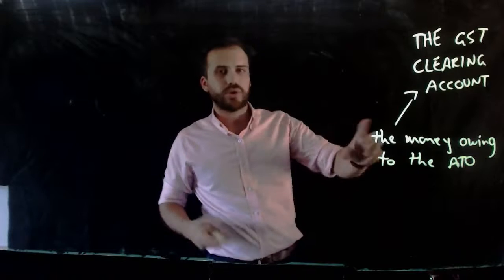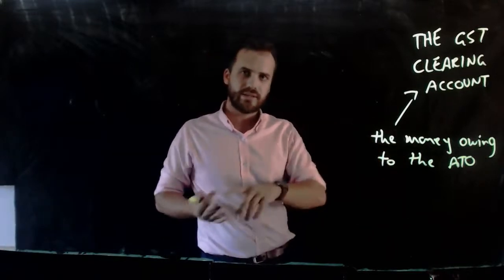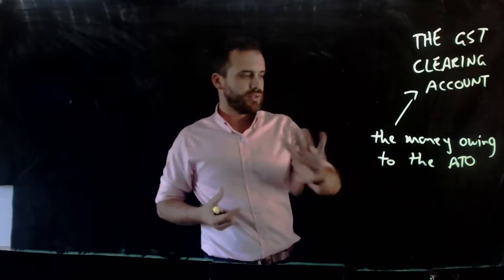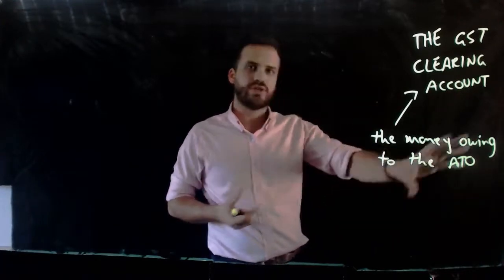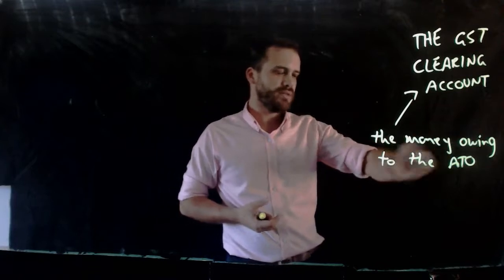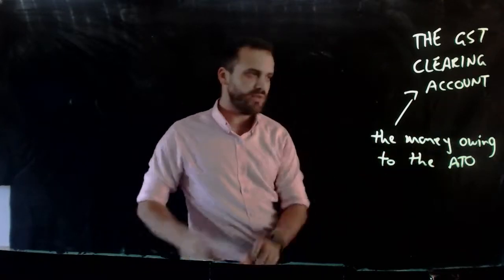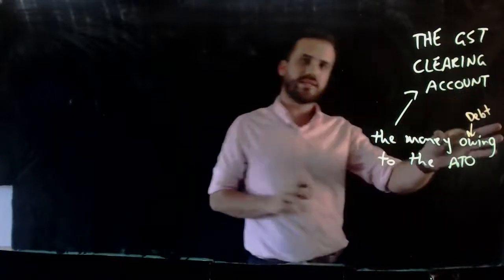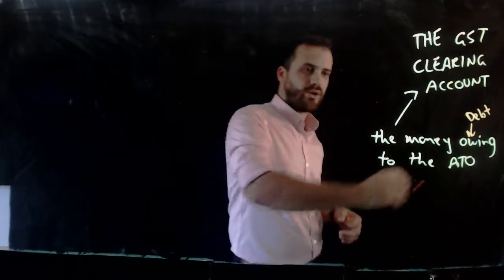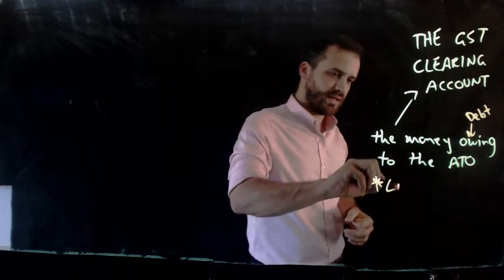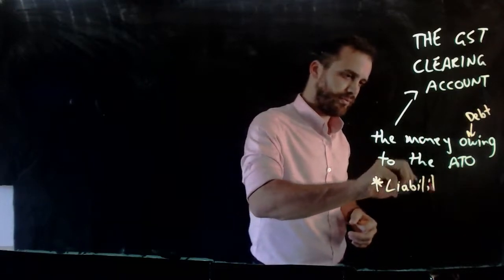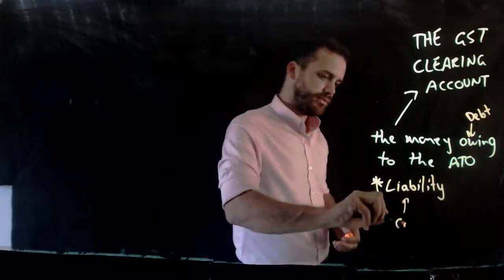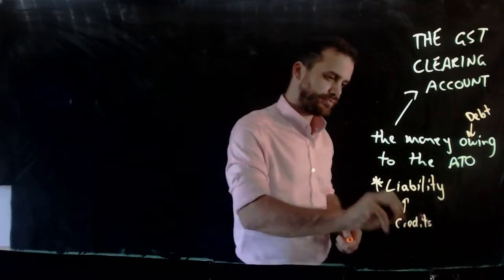Now, what sort of account is it? Is it an asset, a liability, an owner's equity, a revenue, an expense? Well, the key should be in the definition here, the money owing to the ATO. Now, it's obviously a debt. It's a debt to the ATO, and it's money owing, so you guys should realize that it is a liability. And obviously, liabilities are credits in nature.